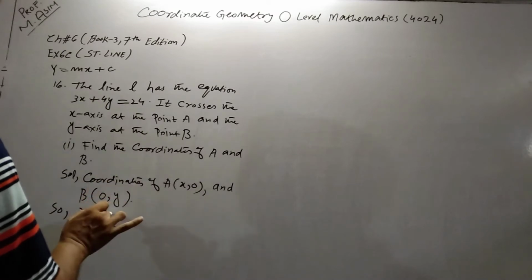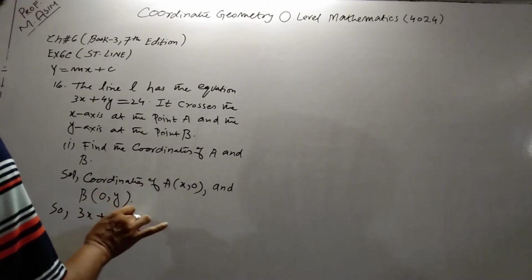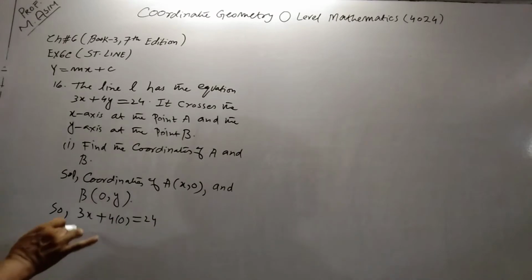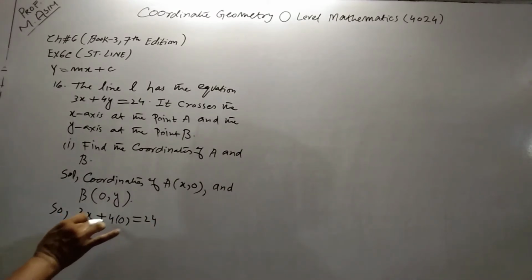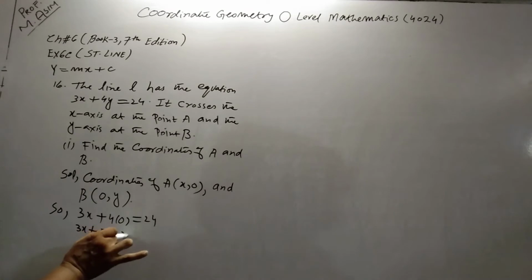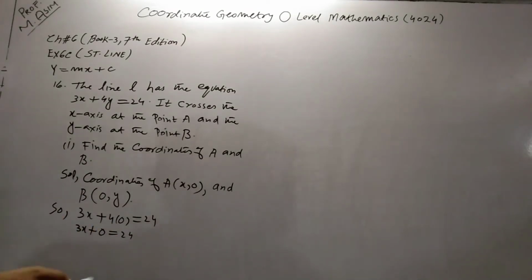So 3x plus 4 into 0 is equals to 24. 4 into 0 is 0. 3x plus 0 is 3x. And x is equals to 24 upon 3. 3 1s are 3, 3 8s are 24. Hence, the coordinates of A are, what is the value of x? 8, and what is the value of y? 0. So we obtain coordinate of A, 8, 0.